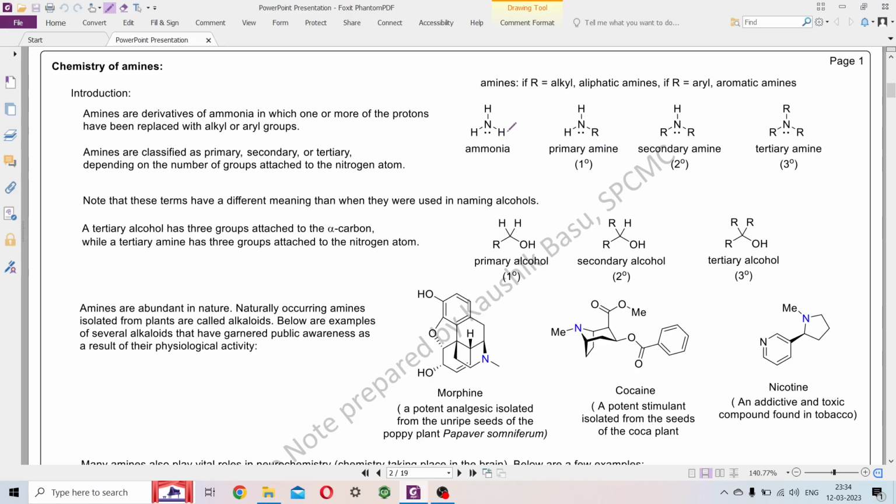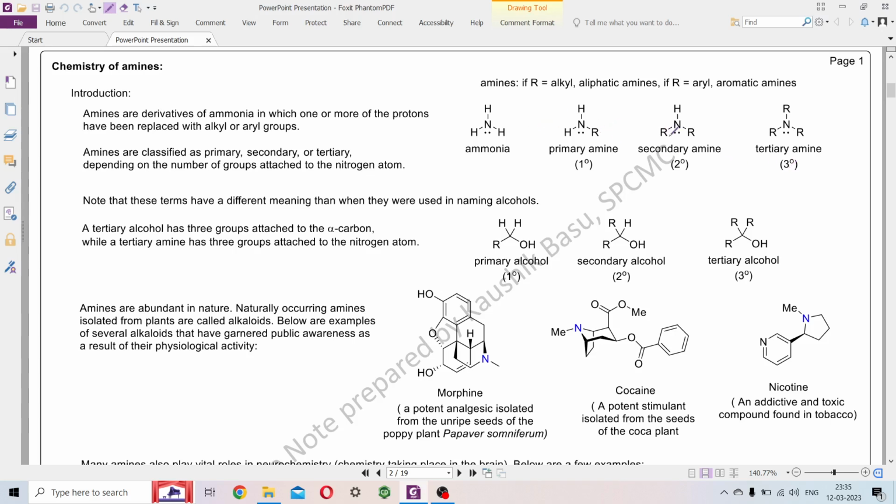Say for example, if I replace one hydrogen with R, then this molecule is RNH2. We call it the primary amine, or in short 1 degree. Replacement of a couple of hydrogens will give me R2NH, which is obviously a secondary amine, or 2 degree. And if all 3 hydrogens of ammonia are replaced with 3 R groups, then we have a tertiary amine, which is abbreviated as 3 degree amine.